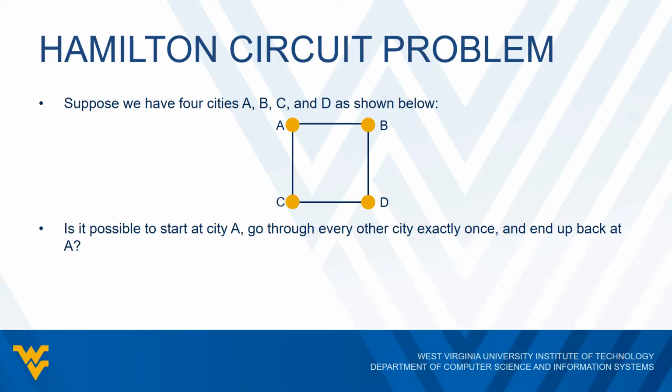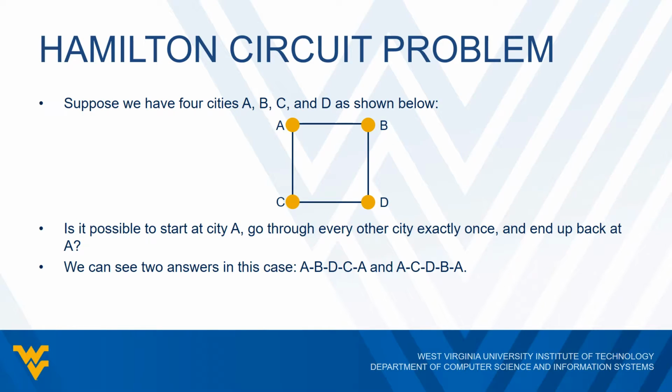And if we take a look at this, well, let me ask you, pause this video for a second and see if you can find some possible paths from A, visiting all the other cities, and then ending back at A, and then resume the video once you have your answers. So if we take a look at this, we find that there are 2 possible paths. So we can go A, B, D, C, and then back to A. We can also do A, C, D, B, and then back to A.